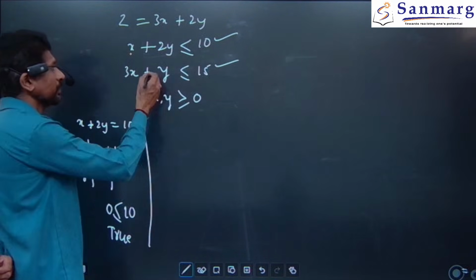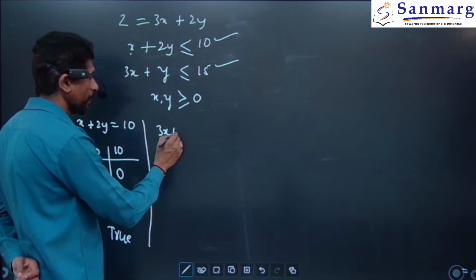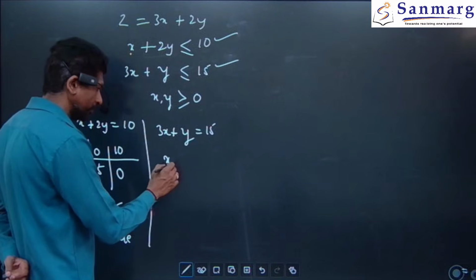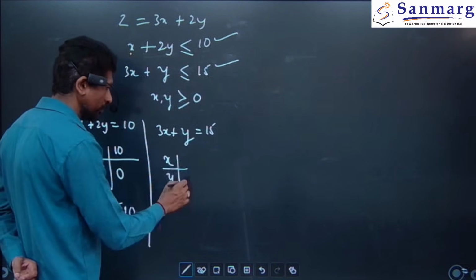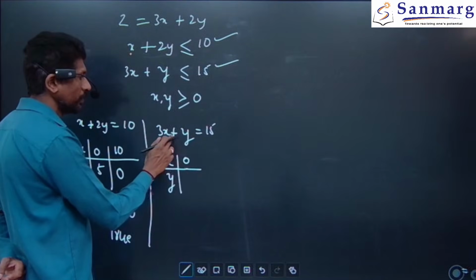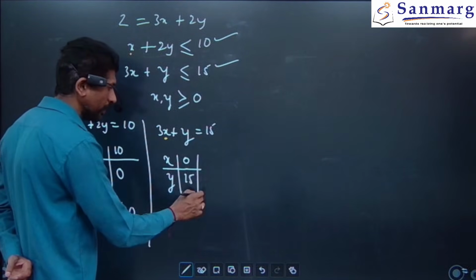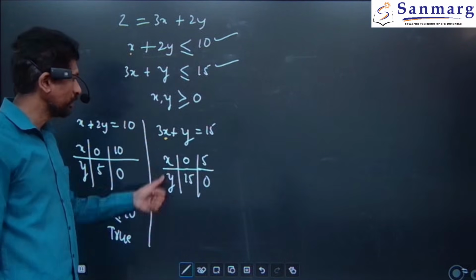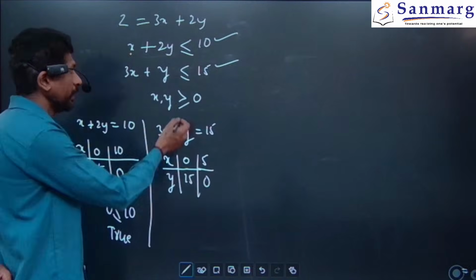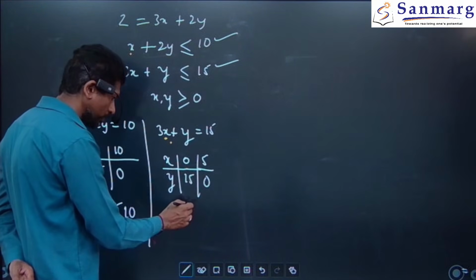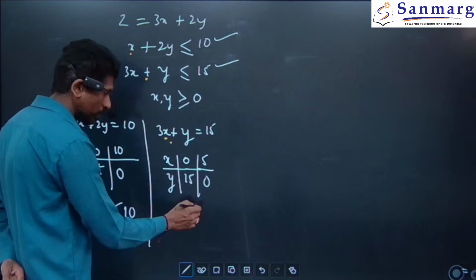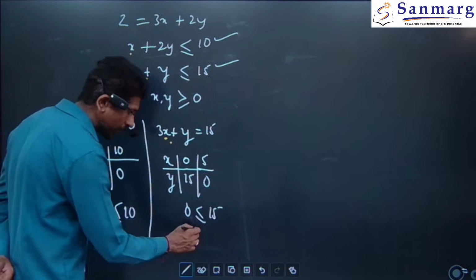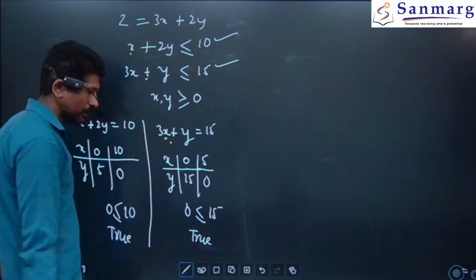Next you have to consider the second equation, 3x plus y is equal to 15. When x is 0, y becomes 15. When y is 0, x becomes 5, because 3x is equal to 15 means x becomes 5. Again this also has less than or equal to. When both are 0, 0 is less than or equal to 15 will come. So the second equation also becomes true.